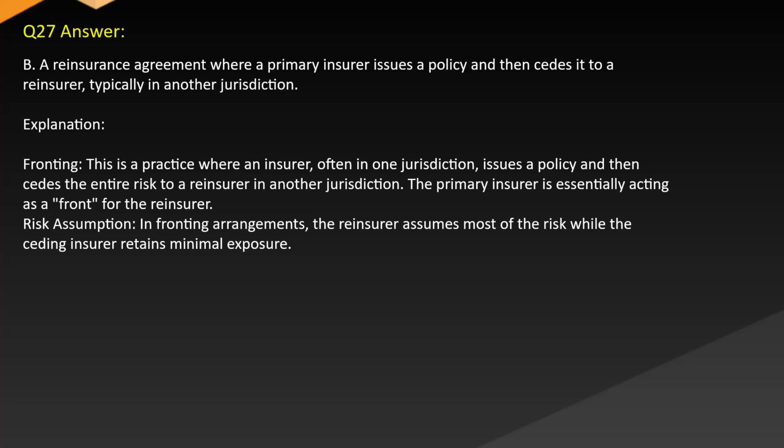Answer B. A reinsurance agreement where a primary insurer issues a policy and then cedes it to a reinsurer, typically in another jurisdiction. Explanation: fronting. This is a practice where an insurer, often in one jurisdiction, issues a policy and then cedes the entire risk to a reinsurer in another jurisdiction. The primary insurer is essentially acting as a front for the reinsurer. Risk assumption in fronting arrangements: the reinsurer assumes most of the risk while the ceding insurer retains minimal exposure.